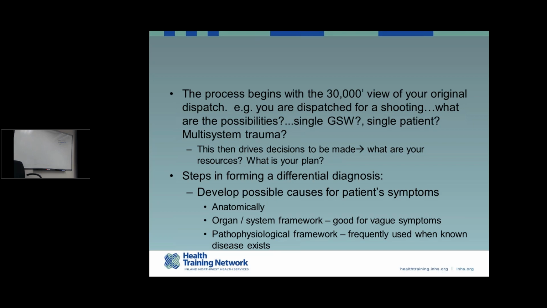Steps in helping you with the differential diagnosis. Develop the possible causes of the patient's symptoms anatomically. What do you think we're talking about? Anatomically. Yeah, if we're talking about a COPD patient, it's going to involve the lungs, it's going to involve the heart, perhaps something on the neurological side. Those are the 3 systems I'm going to be thinking about as far as my assessment goes, and answering to everything else like that. An organ system framework is good for vague symptoms. If you don't know anything else that's going on, you can start with this process right here.